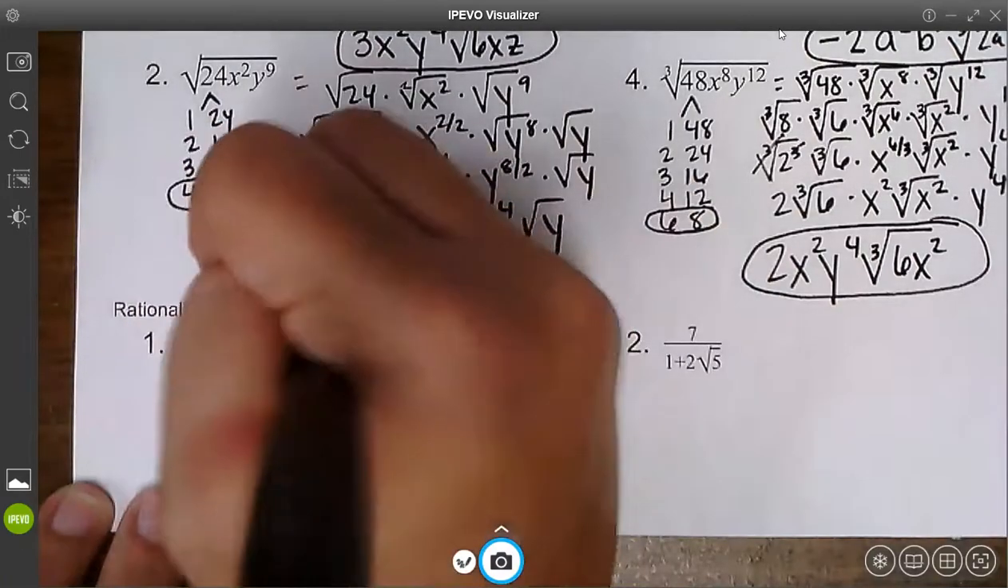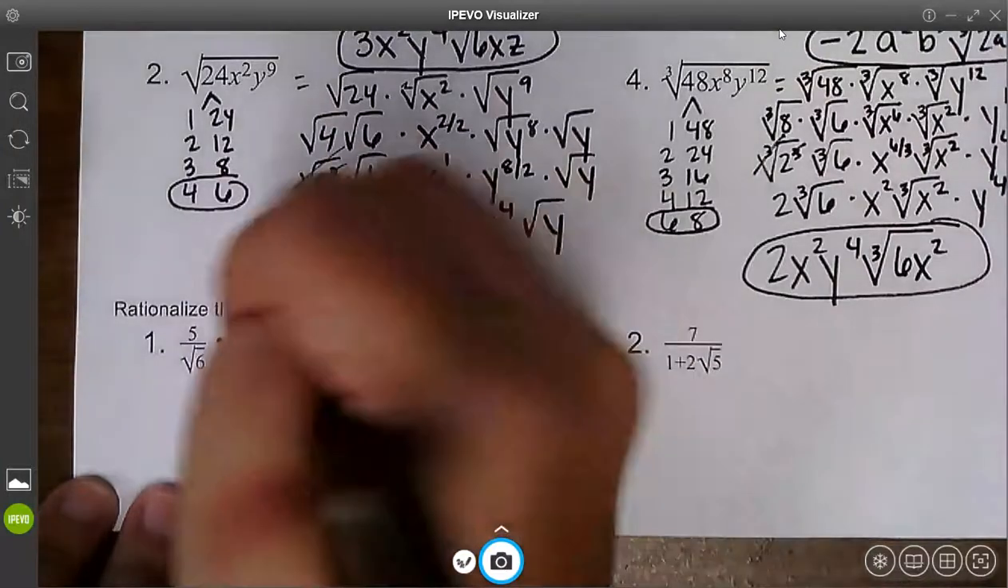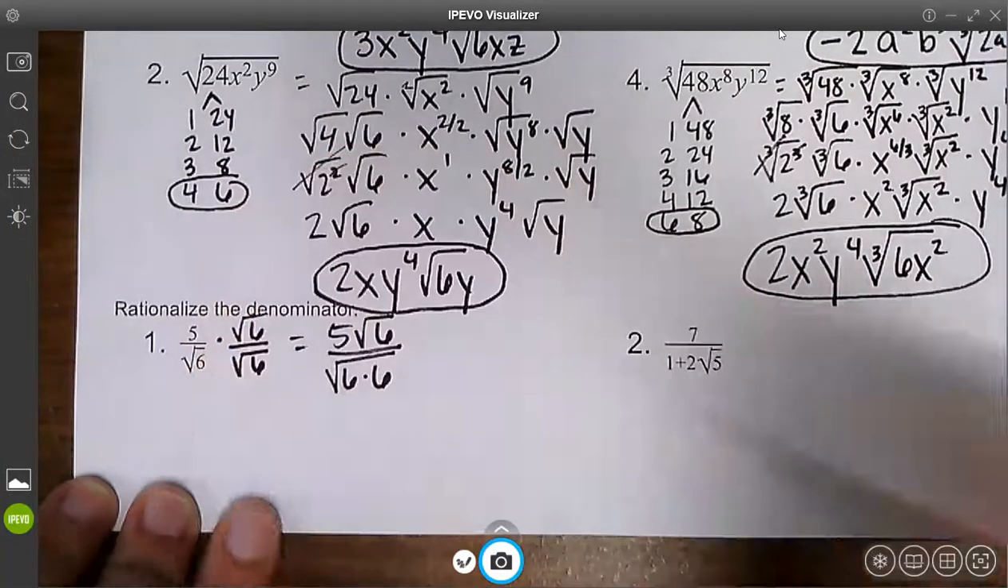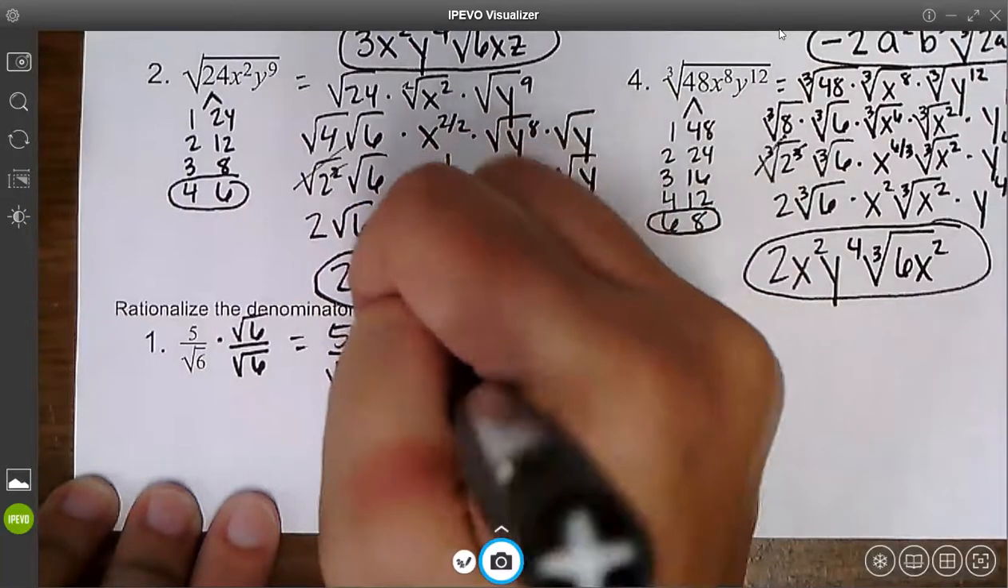So what I get is 5 root 6 on the top. When you multiply fractions, you multiply straight across. And the square root of 6 times 6 on the bottom. Well, 6 times 6 is 36.